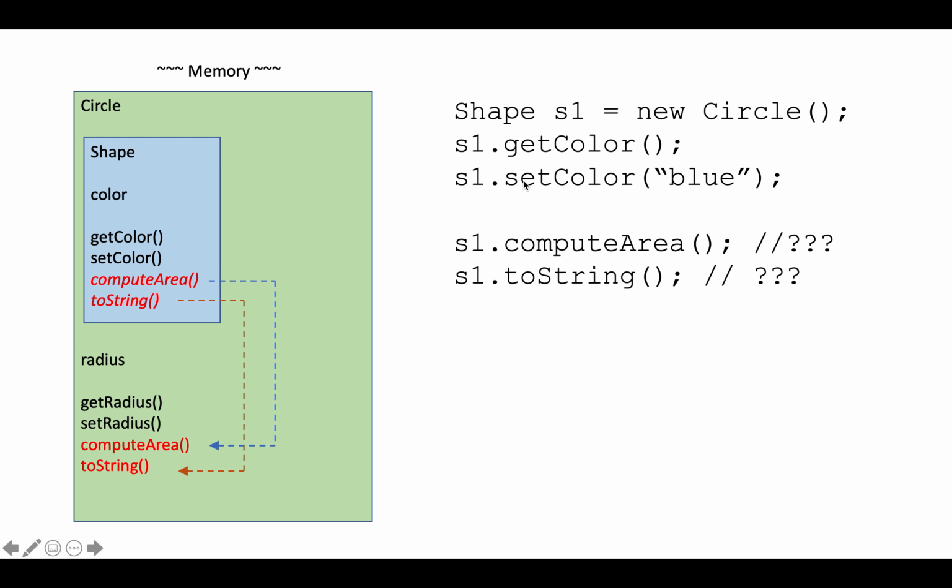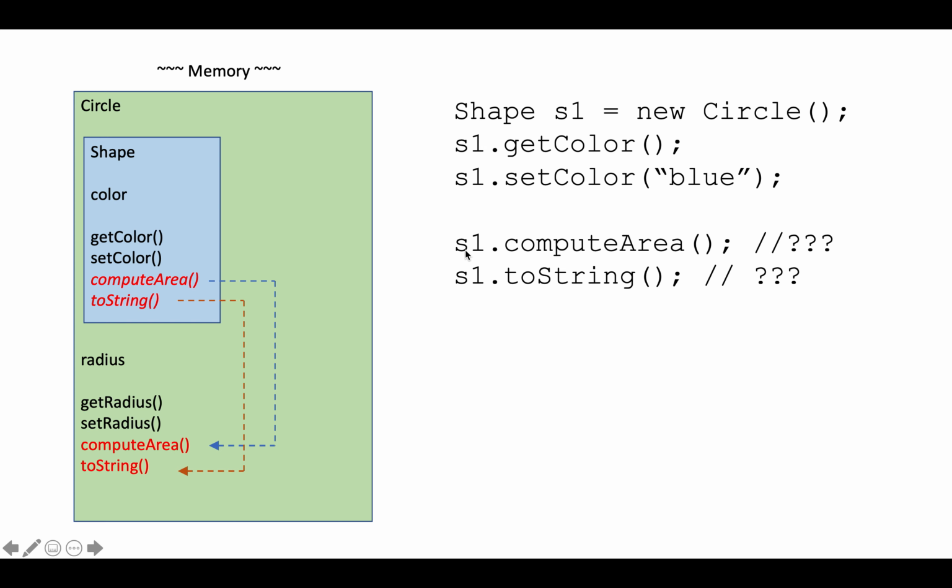It means I cannot, if I was to try and do s1.getRadius or s1.setRadius, I would not be able to, because getRadius and setRadius are Circle methods, and I am referring to this as a shape. Okay? And it also means that if I was to try and call computeArea, because again, I've got a Shape reference, and Shape has a computeArea, and Shape has a toString. If I was to call s1.computeArea, Java would say, okay, I know there's a computeArea in Shape, but you aren't really a shape, you're really a circle. So I'm going to actually execute the computeArea that's down here in Circle.